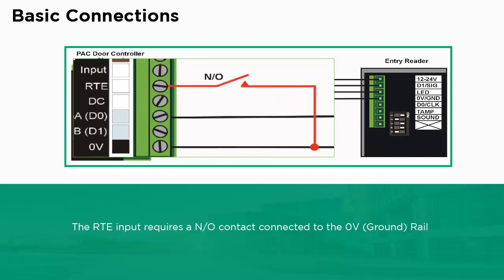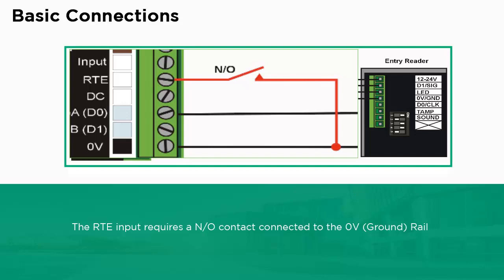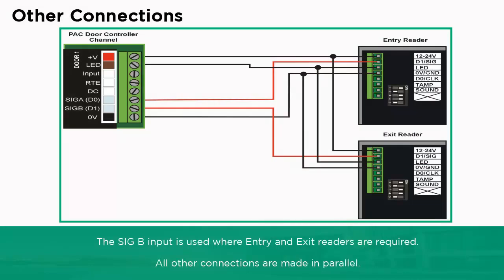The RTE, or request to exit input, requires a normally open contact connected to ground. The SIG-B input is used where both entry and exit readers are required.